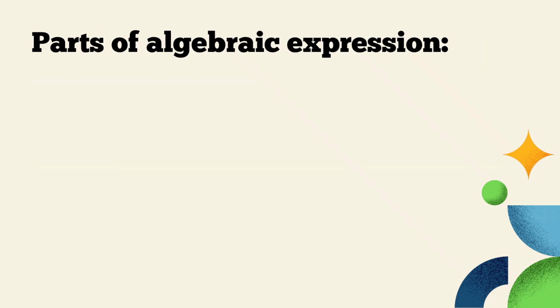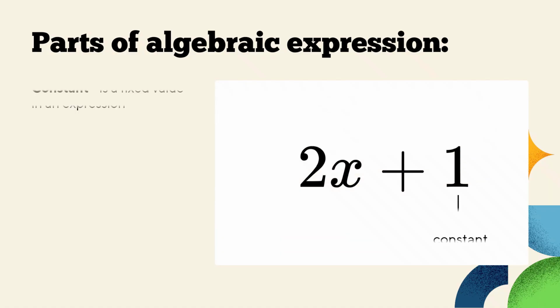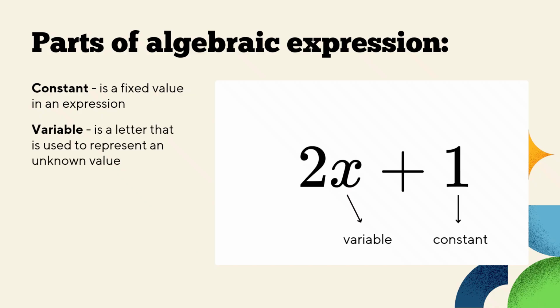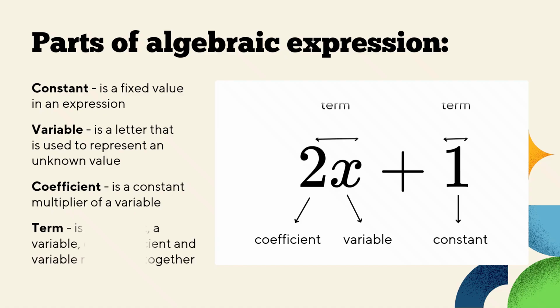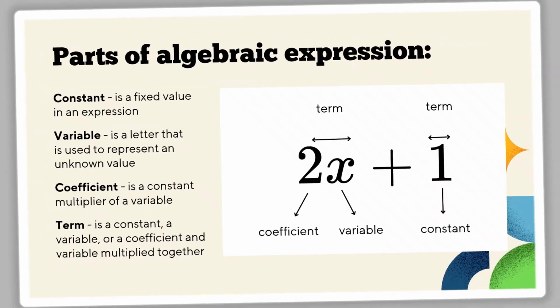Parts of an algebraic expression. First is the constant. Constant is a fixed value in an expression. Next, variable. It is the letter that is used to represent an unknown value. Next, coefficient. It is a constant multiplier of a variable. And lastly, term. It is a constant, a variable, or a coefficient and variable multiplied together.